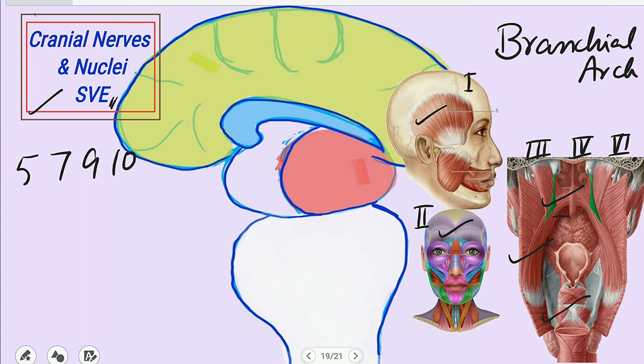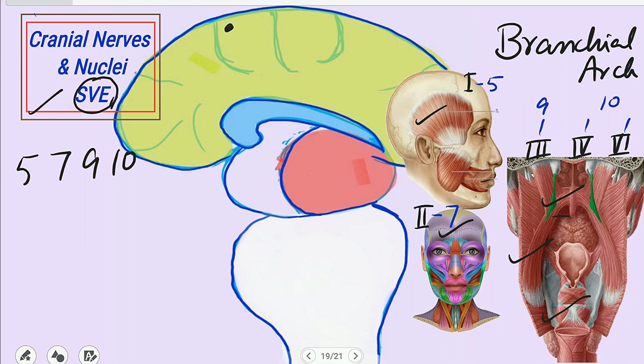Each of the branchial arch muscles is supplied by its own cranial nerve. Arch 1 is supplied by the 5th cranial nerve, trigeminal nerve. Arch 2 is supplied by the 7th cranial nerve, that is the facial nerve. Arch 3 is supplied by the 9th cranial nerve, and arch 4 and arch 6 muscles are supplied by the 10th cranial nerve, vagus nerve. The special visceral efferent component is similar to the general somatic efferent component.